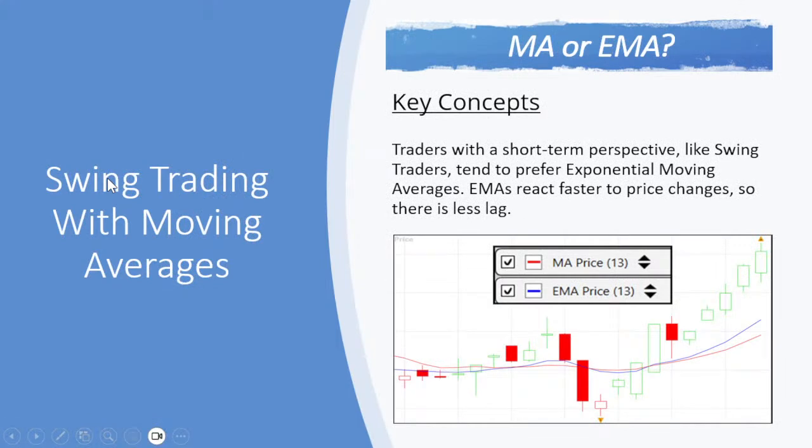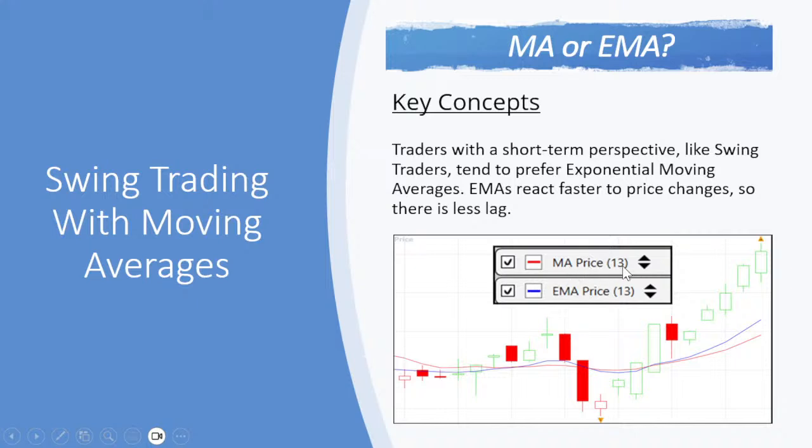So what's the difference between a simple moving average and an exponential moving average, or an EMA? Well, traders with a short-term perspective, like swing traders, whose average holding period may be anywhere from days to weeks, maybe a little bit longer. We're not going to hold on to trades for 6-9 months, a year. That's more position, longer-term investing. But swing traders tend to prefer exponential moving averages. EMAs react faster to price changes, so there is less lag. Now, moving averages in general are lagging indicators. They're not leading indicators. Okay?